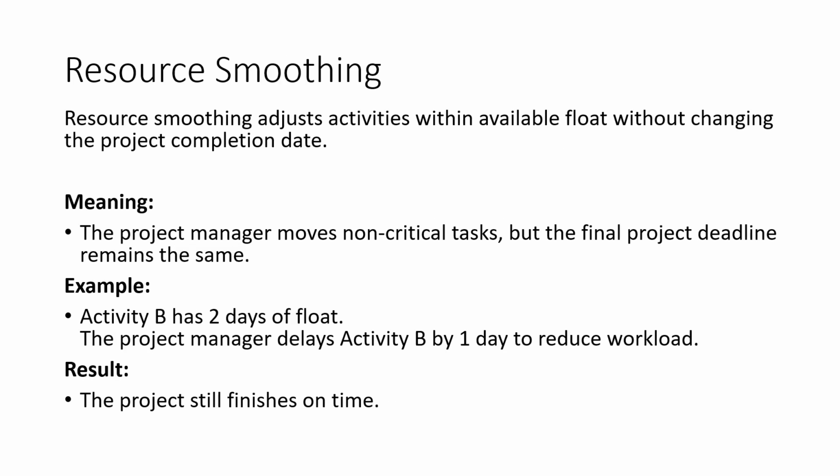Resource smoothing adjusts activities within their available float without changing the project completion date. In resource smoothing, the project manager moves non-critical tasks, but the final project deadline remains the same. For example, activity B has 2 days float. The project manager delays activity B by 1 day to reduce workload. Since the delay is still within the float, the project still finishes on time.